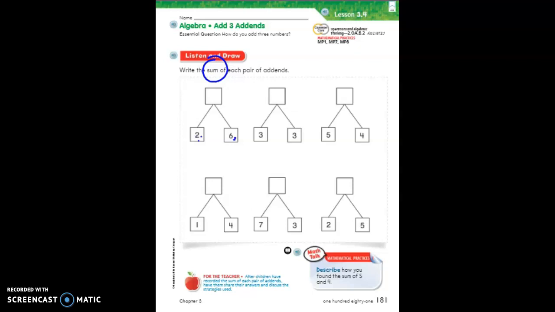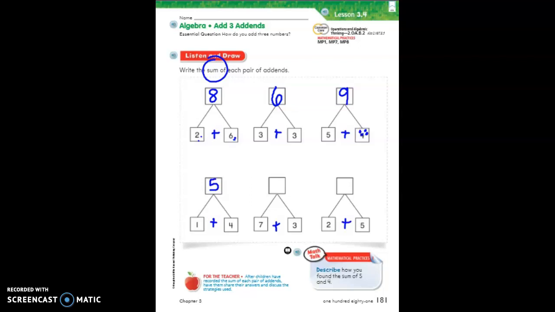So we have 6 and 2 are addends, and 6 plus 2 equals 8. So 8 goes in the top box. Now we have this, 3 plus 3. I always tell my kids, the doubles dance. So 3 plus 3 is the doubles, and it equals 6. Now we have 5 plus 4. We could think doubles plus 1, doubles minus 1. 5 plus 4, 5, 6, 7, 8, 9. 5 plus 4 is 9. Down here we have 1 plus 4 equals 5. And why don't you do the last two on your own?